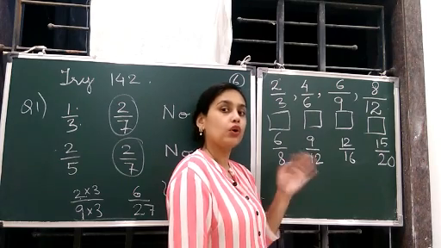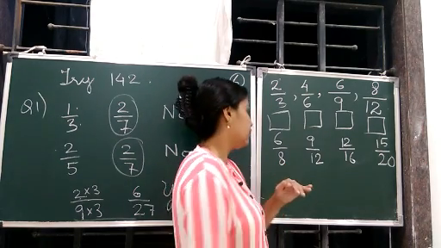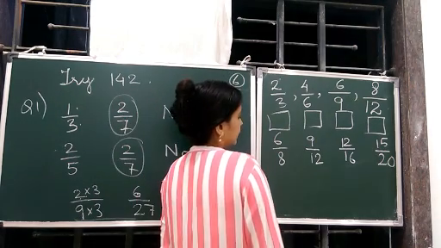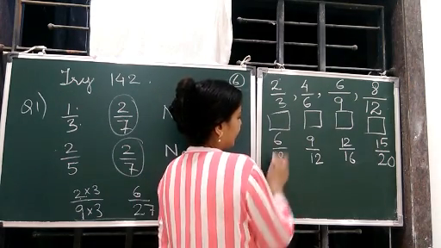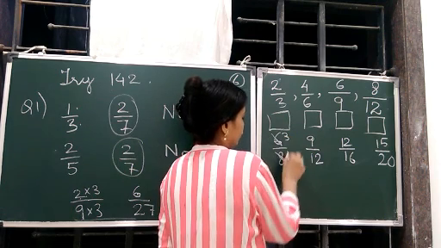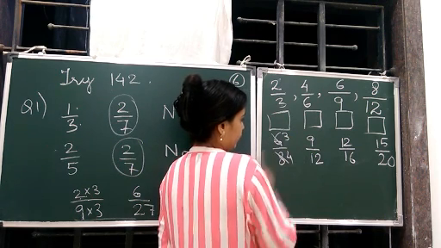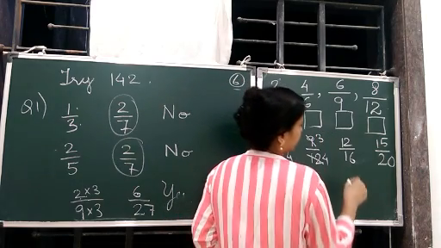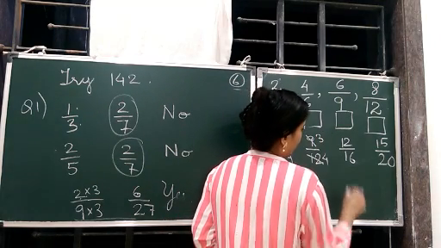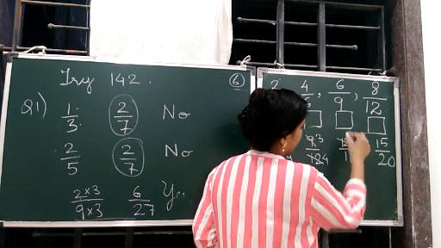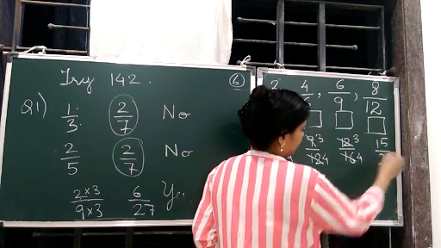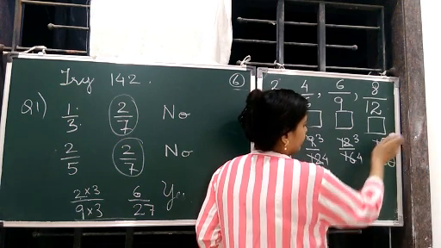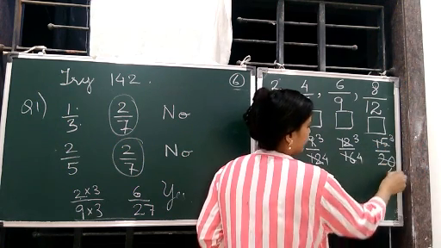Simplest form means how much we can make them smaller. That means by dividing. So both are divisible by 2. 2 3s are, 2 4s are. Then 3 3s are, 3 4s are. 4 3s are, 4 4s are 16. 5 3s are 15. Sorry. 5 3s are 15 and 5 4s are 20.